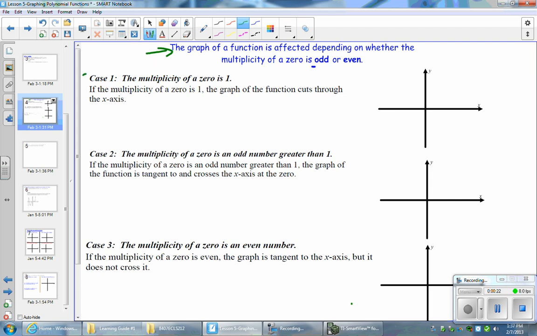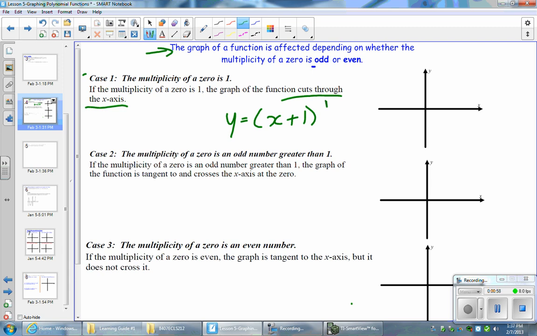Let's start with the first one here. It says case 1, the multiplicity of a zero is positive 1. Now, if the multiplicity of a zero is 1, then the graph of the function crosses through the x-axis at that particular zero. So to look at this type of behavior, let's make a function y equals, where its zeros have a multiplicity of 1. So you can always start with a factor x plus 1. Since the zero is going to have a multiplicity of 1, the exponent on this factor is going to be positive 1.